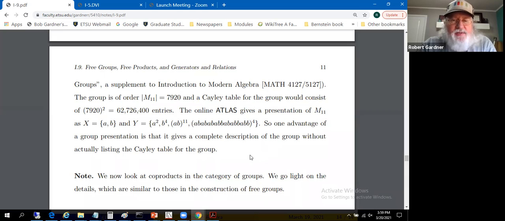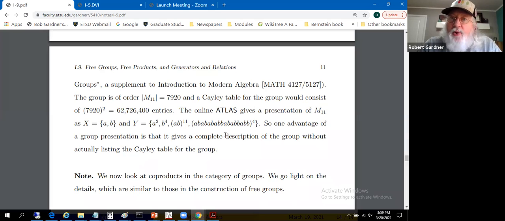But the point here is, yeah, there's a presentation of the group, and that beats the hell out of having 63 million entries in a Cayley table. So it's a concise way to present groups. Simply from the presentation, though, I can't look at it and tell what the order is. I can't tell much at all, simply given the presentation. But it does fully describe the group, in theory at least.